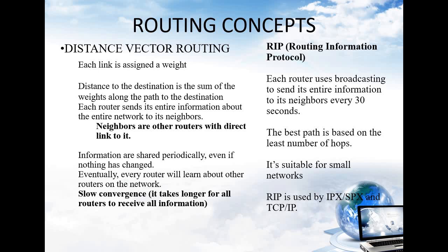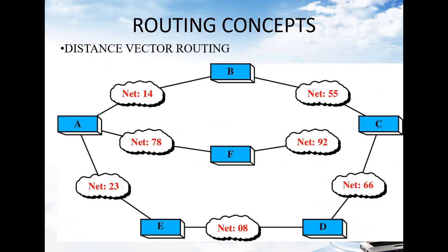The second rule is that information is shared periodically even if nothing has changed. The best path is based on the least number of hops. Eventually, every router will learn about the other routers on the network. Slow convergence: it takes longer for all the routers to receive all information. This RIP, Routing Information Protocol, is used by TCP/IP and IPX.